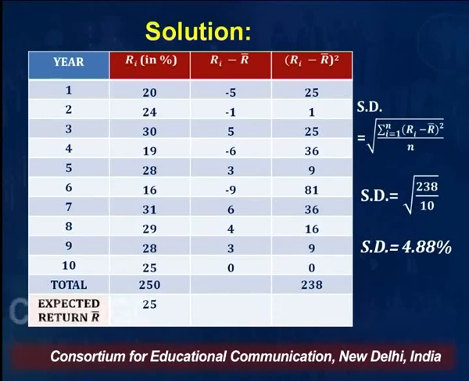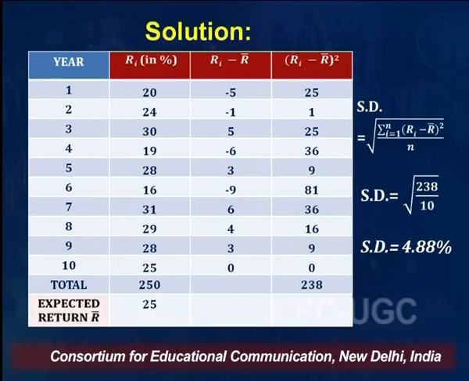Then, as you know, the formula of standard deviation is the square root of the summation from i equals 1 up to n of (Ri minus R bar) whole square, divided by n, right? We have already calculated the sum of (Ri minus R bar) whole square, which comes to 238. So putting the figures in the formula, 238 divided by 10, where n is 10 because 10 years of observations are given.